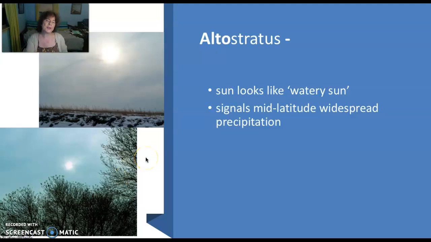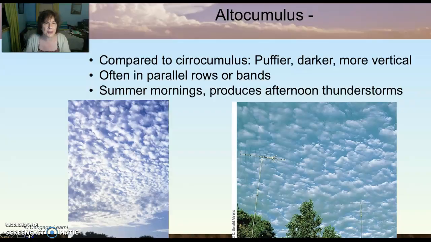Those alto stratus clouds, again, they're middle clouds forming a layer. That layer can look not as a halo, but as a watery sun. A grayish tone to them, that they sort of mask the sun. They're signaling that the precipitation is coming in about 2 days.